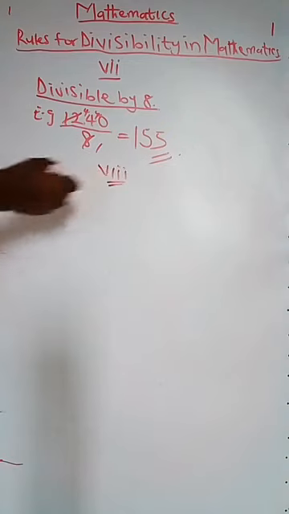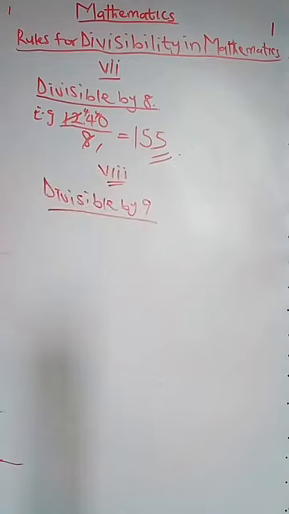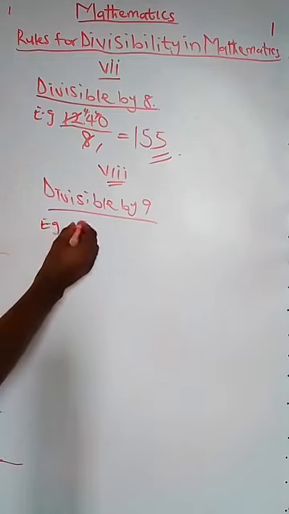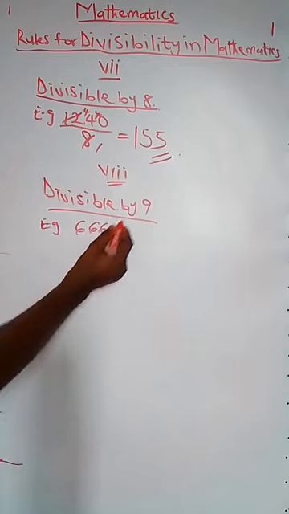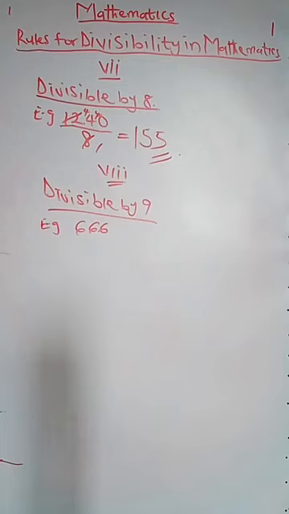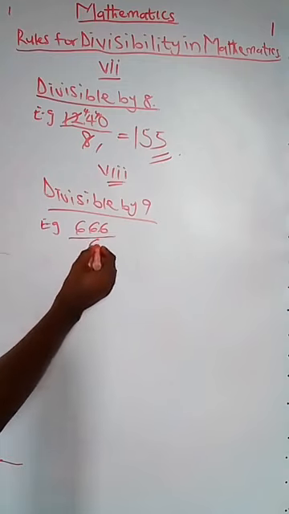Divisible by 9. A whole number is divisible by 9 if the sum of its digits is divisible by 9. Let's look at an example to understand what we are saying. Let's say we have the number 666. Let's find the sum of the digits here. 6 plus 6, 12, plus 6, 18. So 18 can be easily divided by 9. So 666 is divisible by 9.